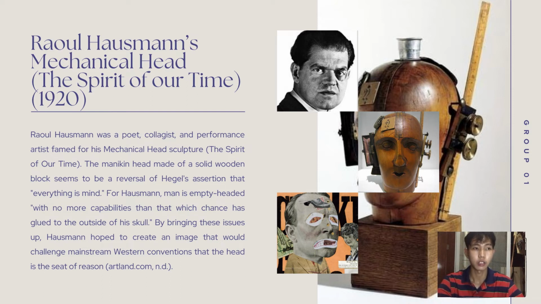The mannequin head, or this Mechanical Head artwork, was made of a solid wooden block, with the reversal of Hegel's assertion that everything is mind. So basically, what Raoul Hausmann is pointing out here is that the head is not everything, or the mind isn't everything. So what he's trying to convey here is that he hoped to create an image that would challenge mainstream Western conventions that the head is the seat of reason.